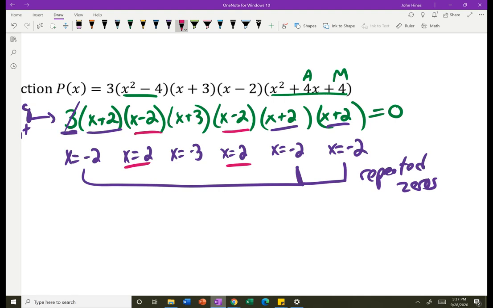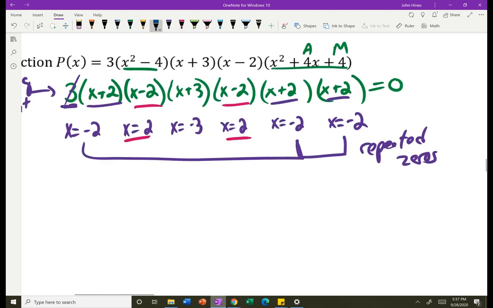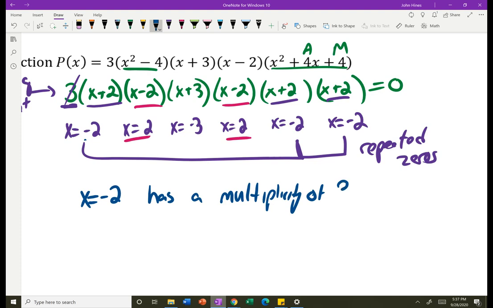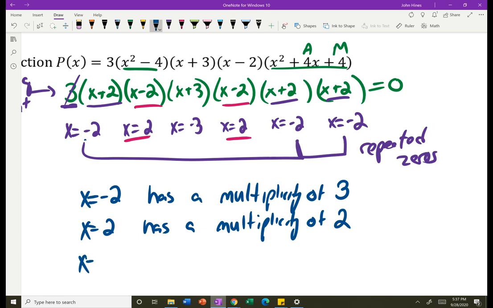So we give that repetition a name, and it's called the multiplicity. So I can say x equals negative 2 has a multiplicity of, well, how many of them are there? 1, 2, 3. It has a multiplicity of 3. X equals 2 has a multiplicity of, well, how many x equals 2s are there? There's 2 of them. X equals negative 3 has a multiplicity of 1. There's only one of them.